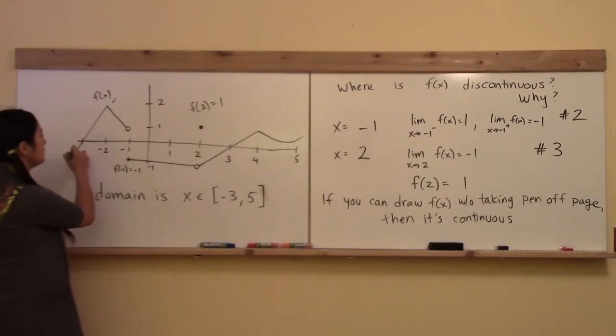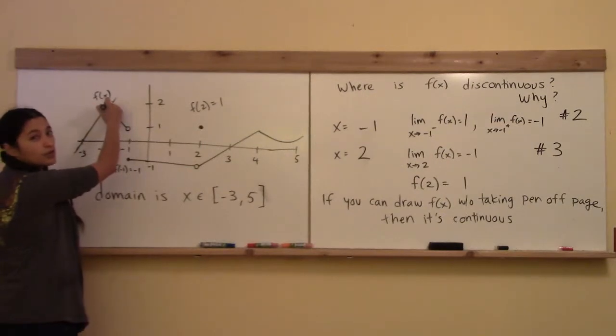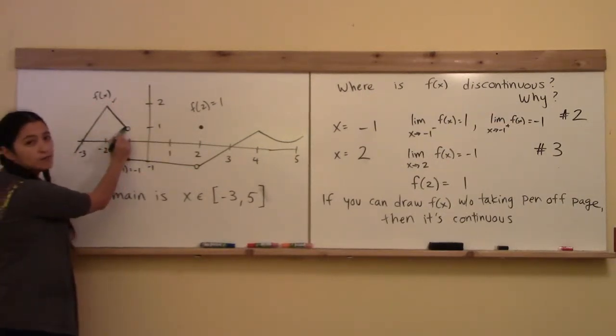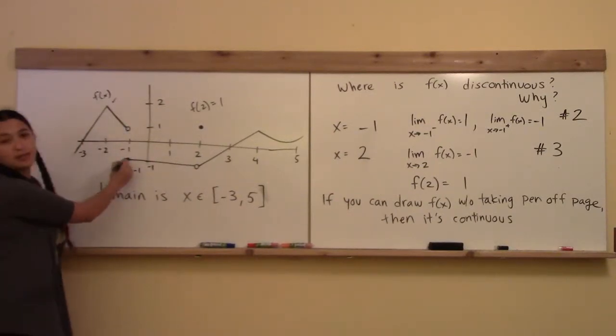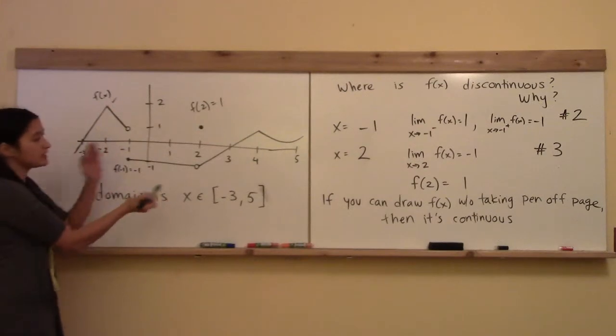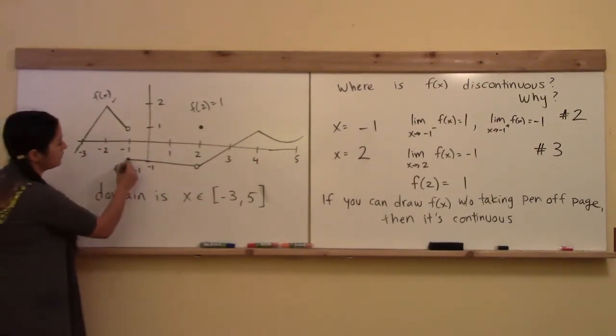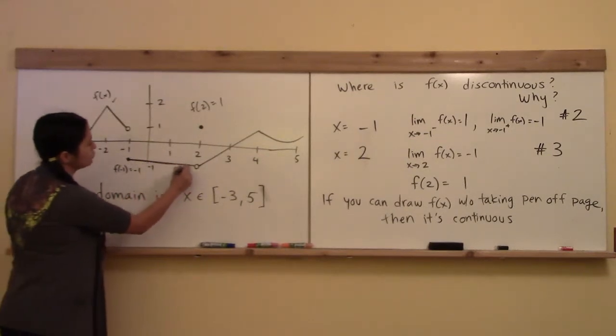See, if I start over here, I can just draw this function, I can just copy it. Even though I'm at a corner, I can still keep drawing it without taking my pen off the page. However, right here, if I want to keep drawing it, I have to take my pen off the page. So that means that's a point of discontinuity. Can't be continuous if you have to take your pen off. Then I can just draw this flat line, that's totally fine.